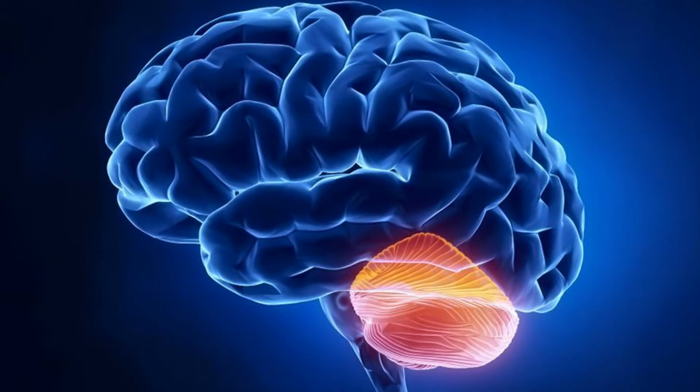So now we're going to be talking about some other parts of the brain. This part of the brain that's glowing is called the cerebellum. The cerebellum is vital in motor control. It can help with motor memory and coordination of movements and motor learning.